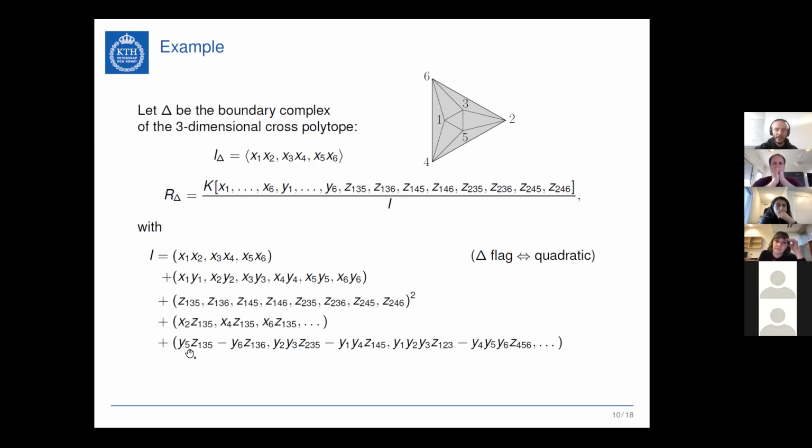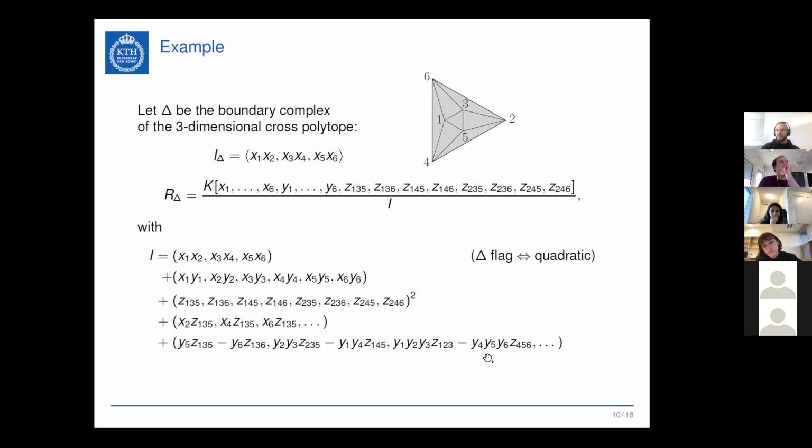Now let's get to the binomials. Why is y5 z135 minus y6 z136 in there? Well, 135 and 136 are two triangles. They intersect in 1, 3. So if I take the difference of the first with the second, I get 5. And then I write y5 times the first, minus, if I take the difference of 136 minus 135, I get 6. And that's why we get y6 and z136.